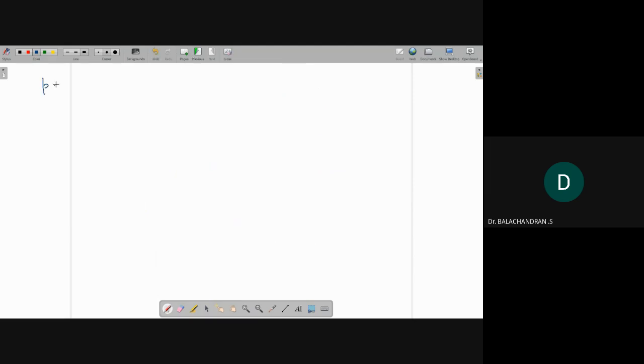Practice problem. If tan theta divided by theta equal to 2524 divided by 2523, prove that theta equal to 1 degree and 58 minutes.